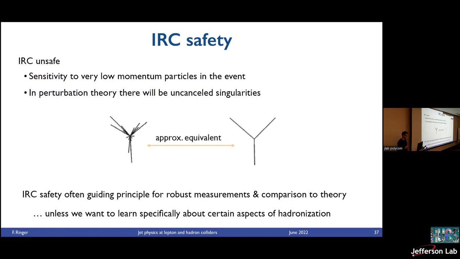So I'm not sure if this concept of infrared collinear safety was covered already. But that's basically the guiding principle to design jet algorithms, and to design any kind of observable, to make sure that if we do a perturbative calculation, we don't end up with singularities. So if I would come up with an algorithm that is sensitive to very soft physics, then if I try to do a perturbative calculation, I would get singularities. And so that's not something we want.